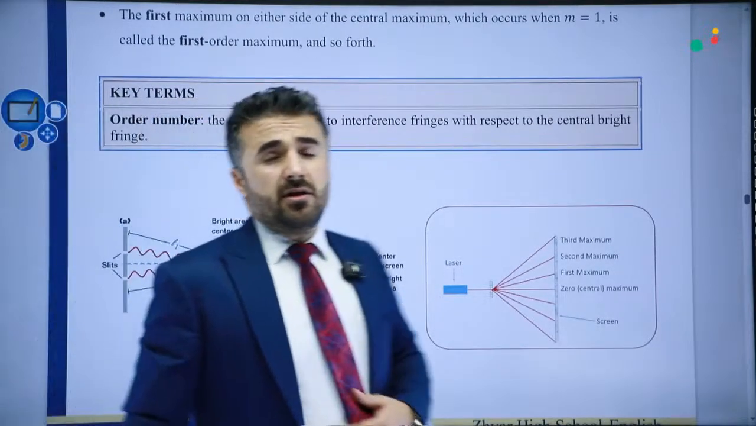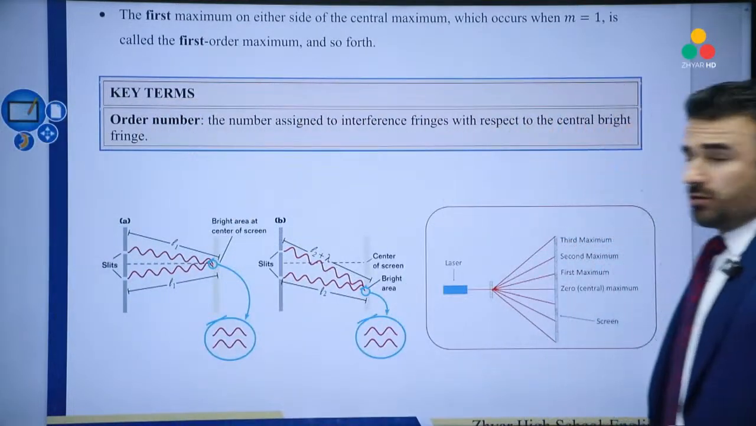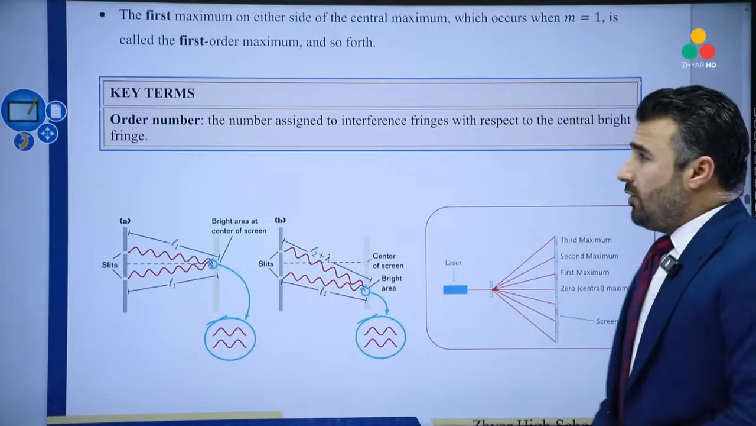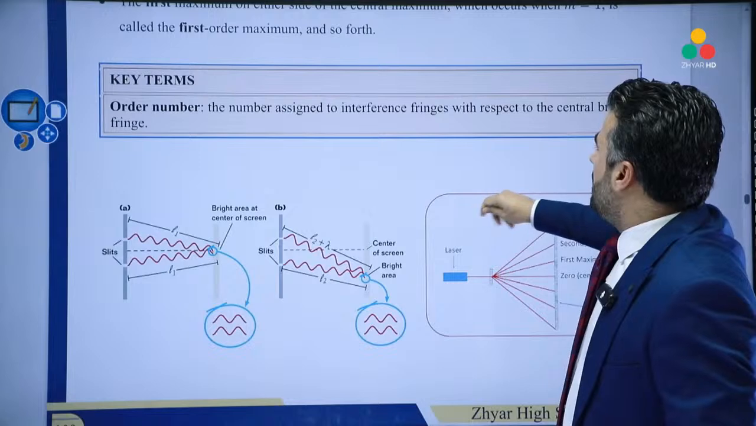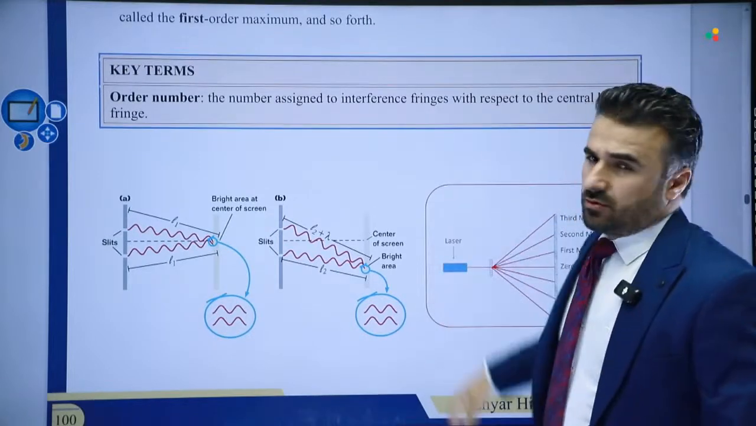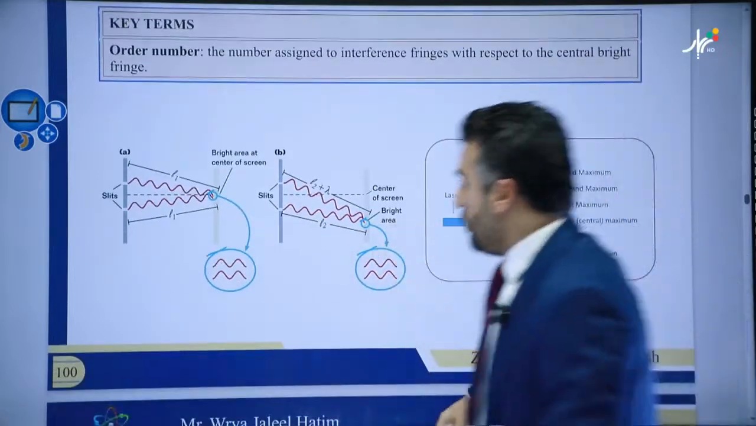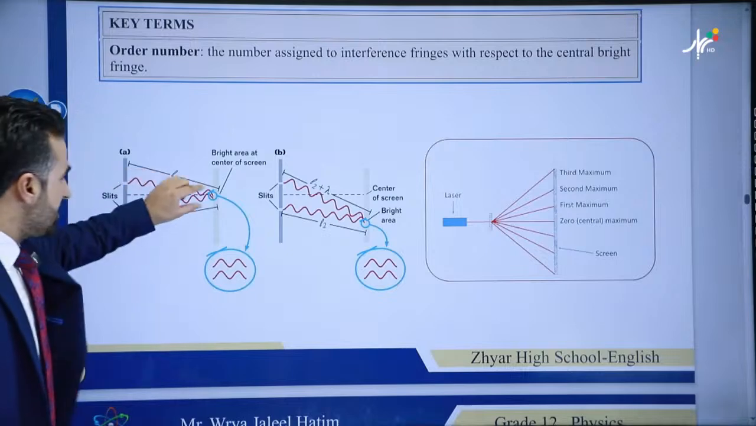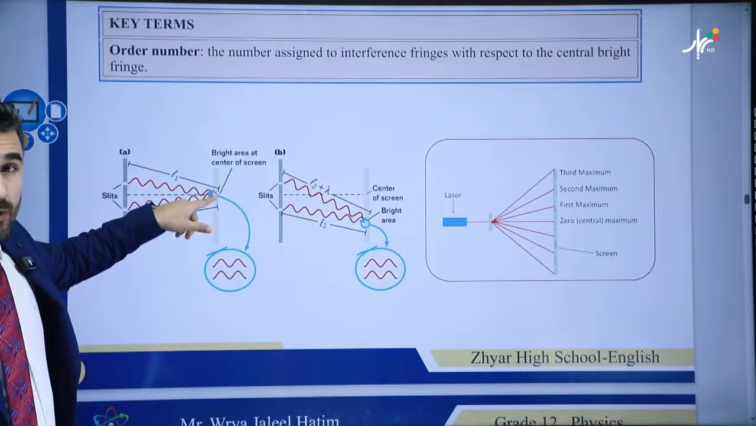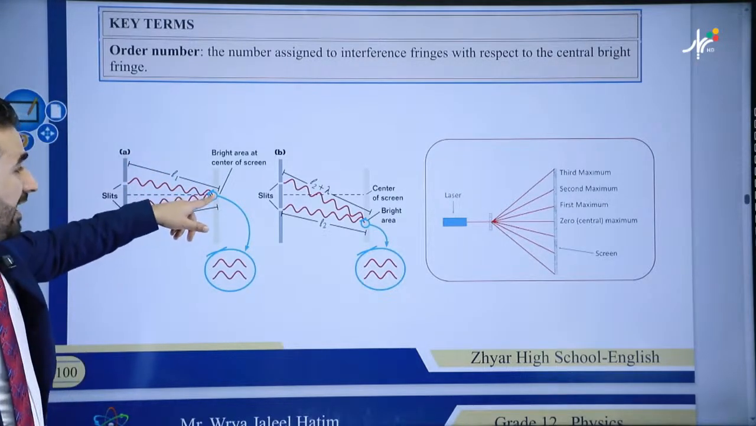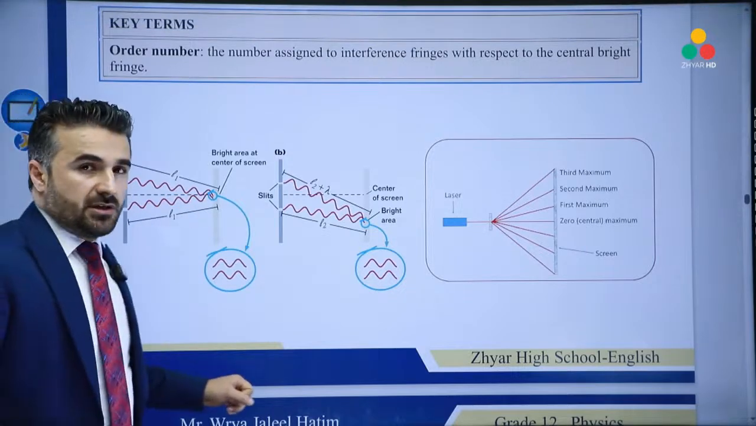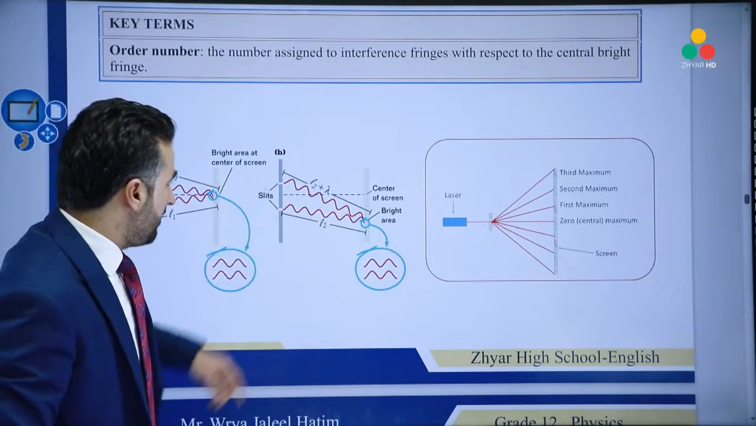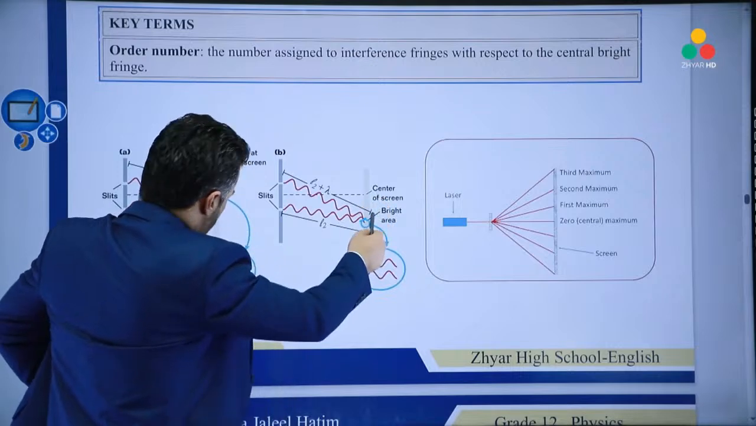So how do you define the order number m? We can say m is the number assigned to the interference fringe with respect to the central bright fringe. Take a look here. Remember, if these two cover the same distance, the path difference is 0. Then of course we get a bright fringe in the middle, the central maxima.